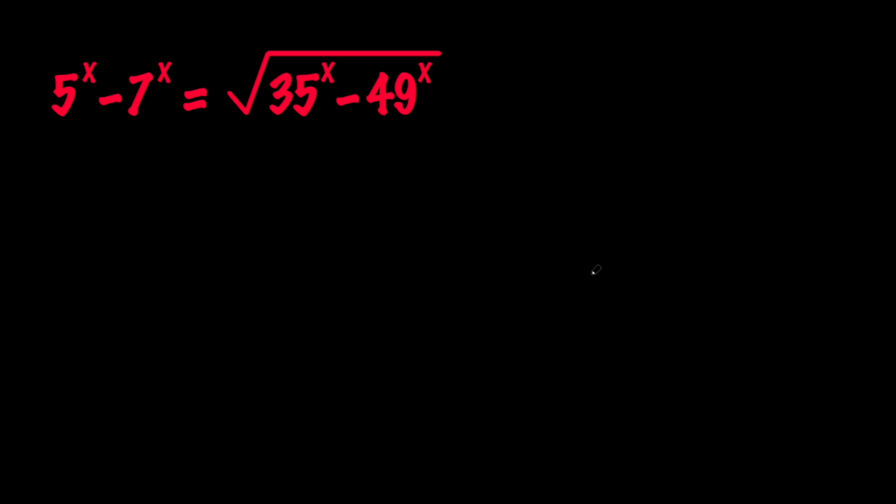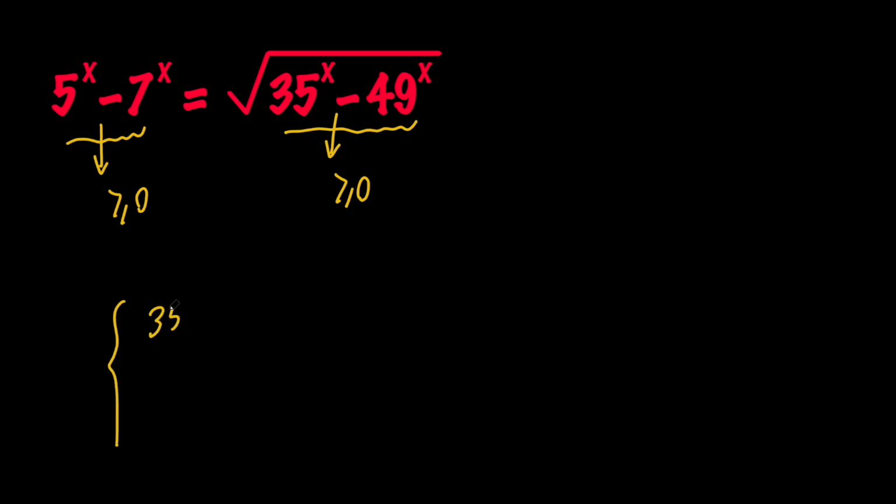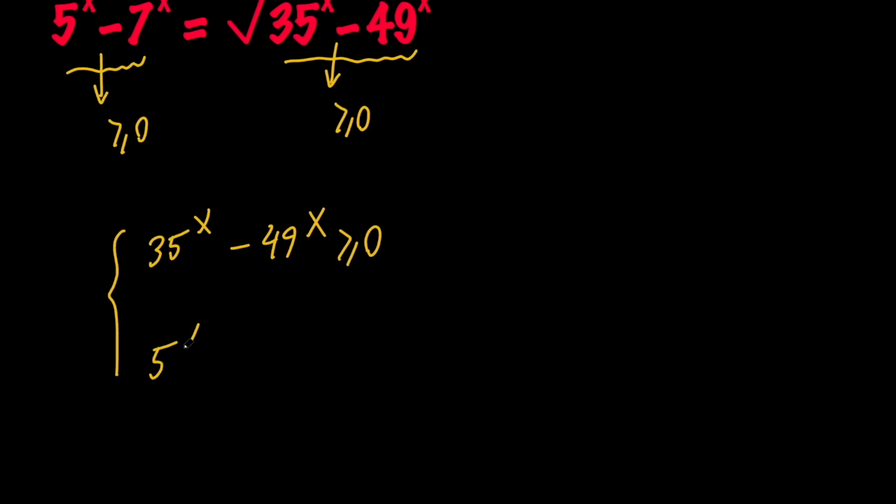Today we're going to be solving a really nice exponential equation involving a radical. So first of all, let's go ahead and start with the domain of this equation. Obviously, we want this expression to be non-negative, and the same thing is true for this one. So we have two restrictions. We want 35 to the x minus 49 to the x to be non-negative, and we want 5 to the x minus 7 to the x to be non-negative as well.